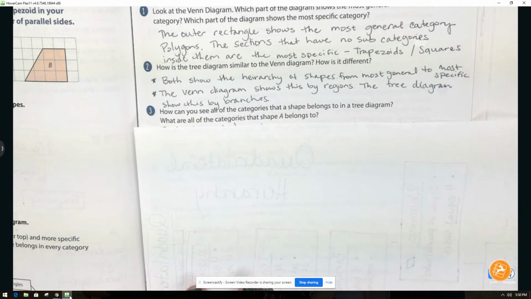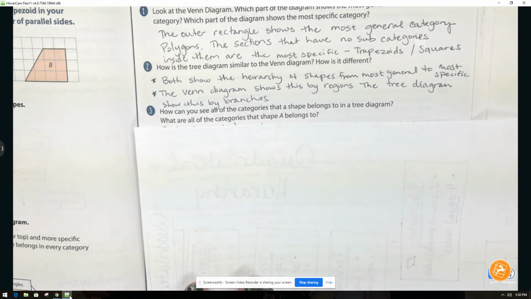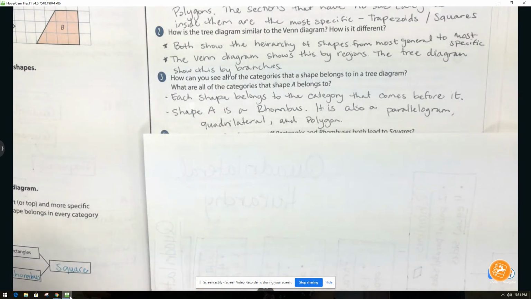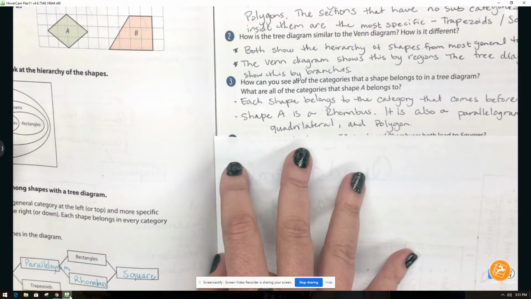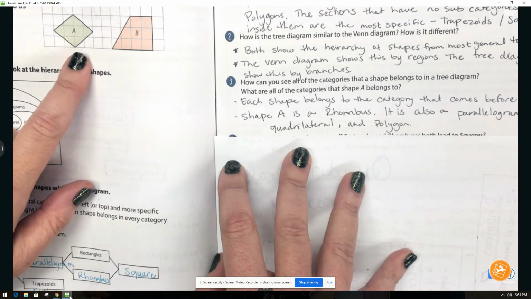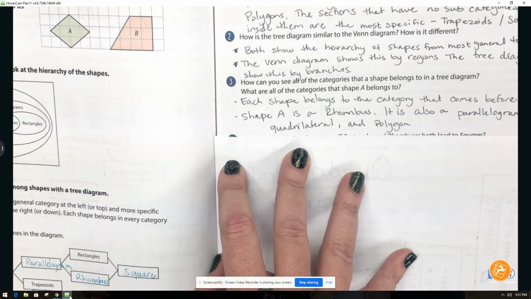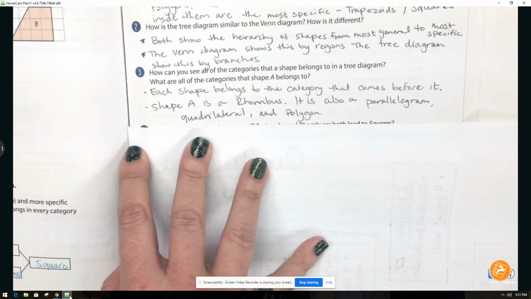Number 3 says, how can you see all of the categories that a shape belongs to in a tree diagram? What are all of the categories that shape A belongs to? So each shape belongs to the category that comes before it. Shape A is a rhombus. It's also a parallelogram, a quadrilateral, and a polygon. But remember, it's not a trapezoid because it does not have exactly one pair of parallel sides.